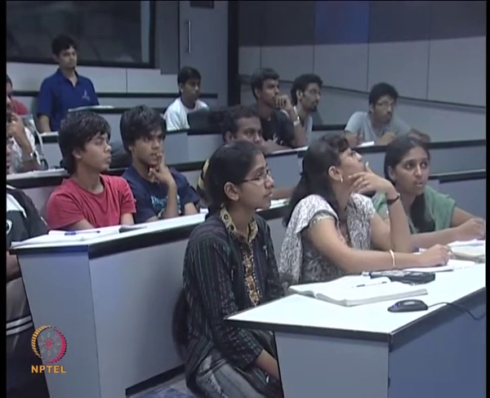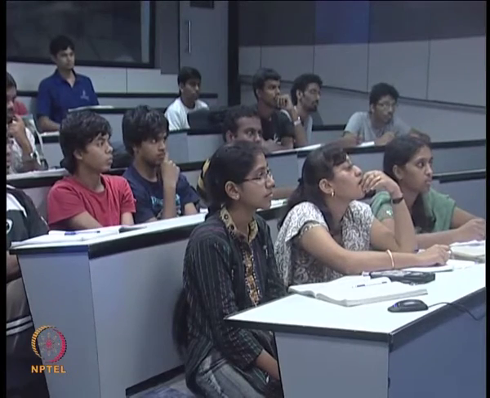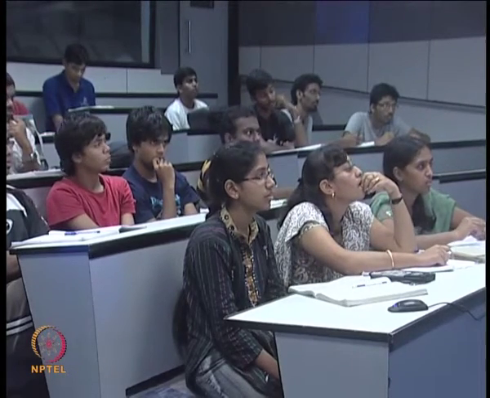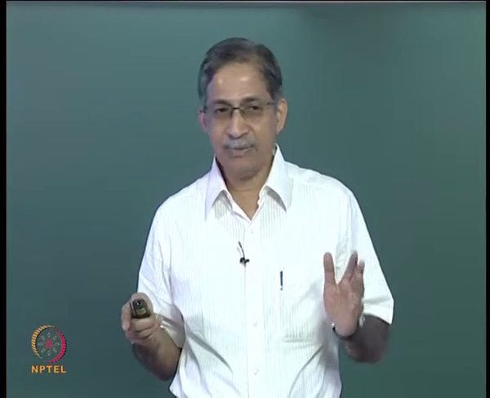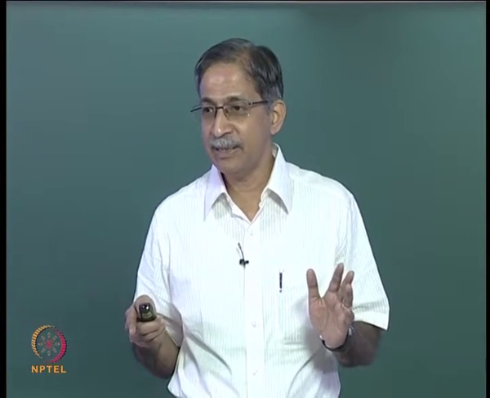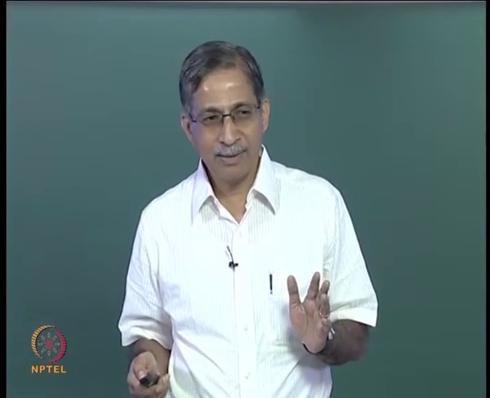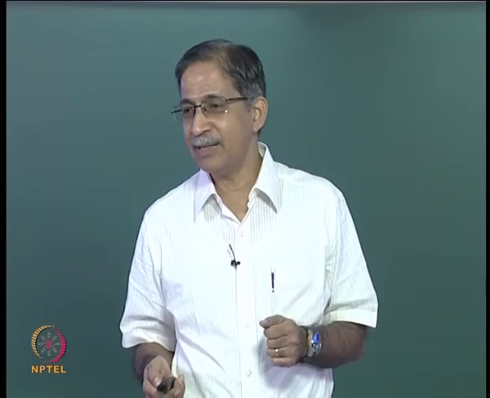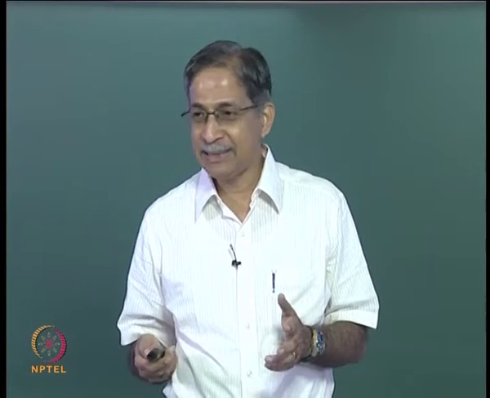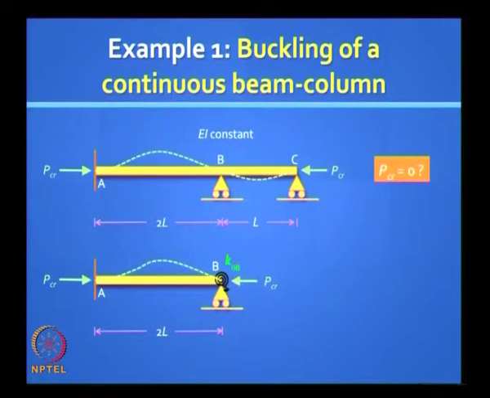What is the actual condition? If I isolate AB, what should I put at B? If I take out AB, A is fixed against translation and rotation. Roller and spring, right. That is the picture I should draw. Now it is easier for you to understand. The only variable here is K theta B, the rotational stiffness of that spring, which represents BC.